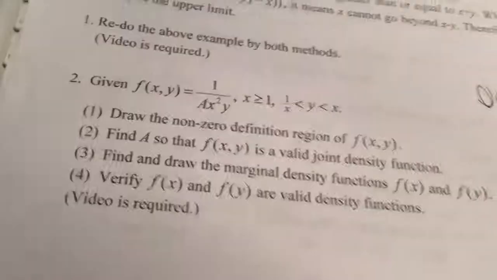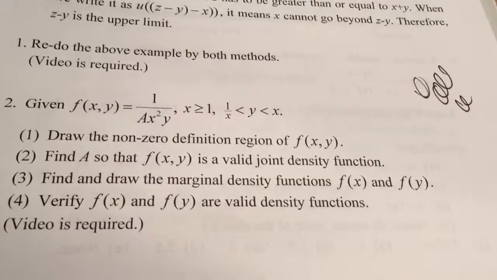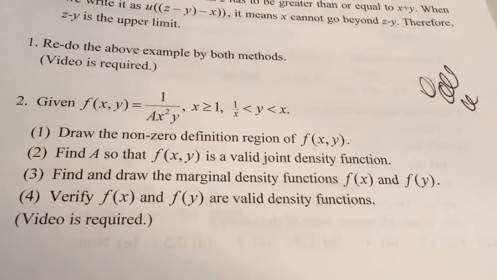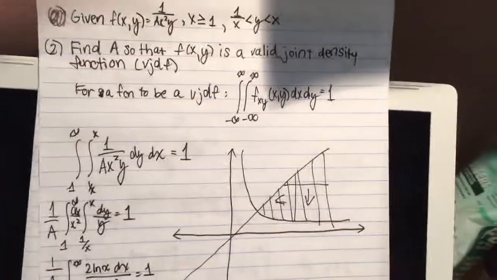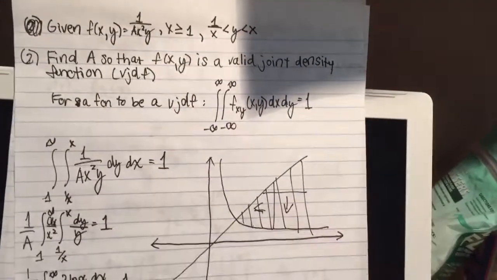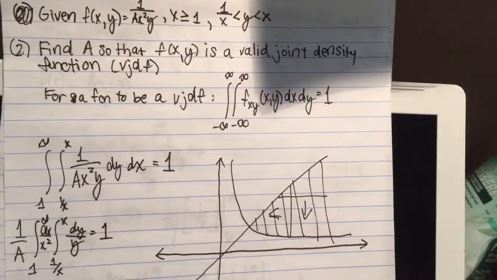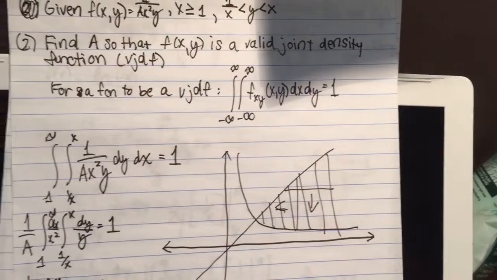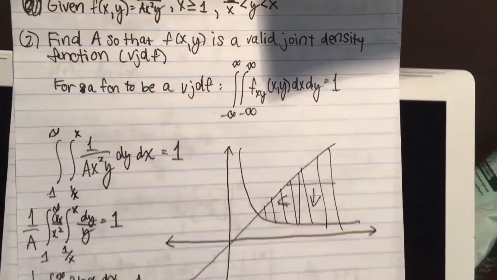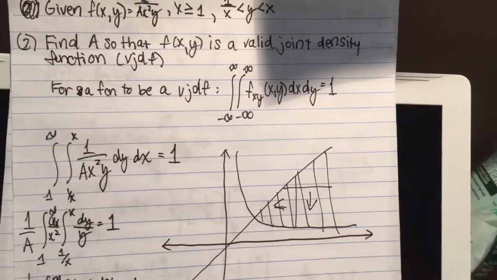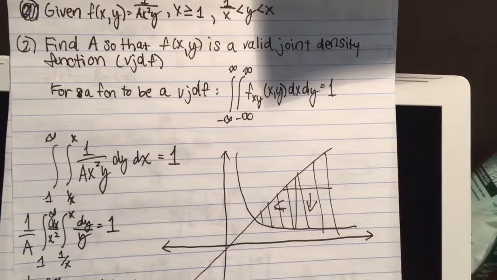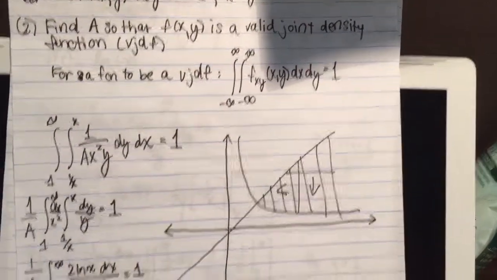So let's move on to the second part. Find a so that f(x,y) is a valid joint density function. I call it a VJDF. I rephrase the question on top of it there. Find a so that f(x,y) is a VJDF. For a function to be a VJDF, you need to set the integral equal to 1. For our case, we need to set the double integral equal to 1 since we have two variables.